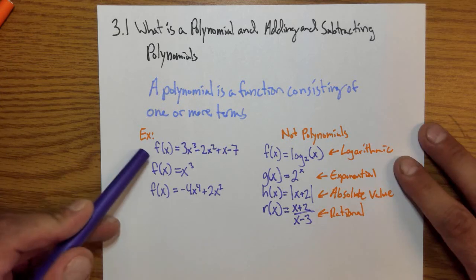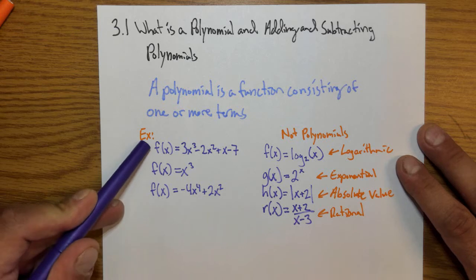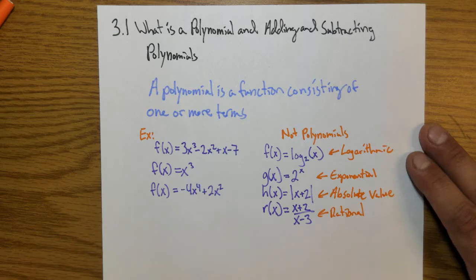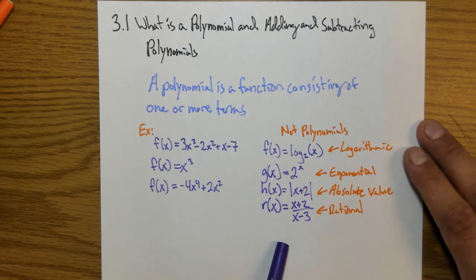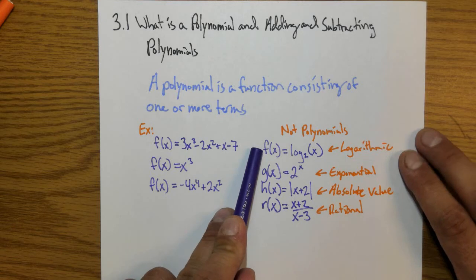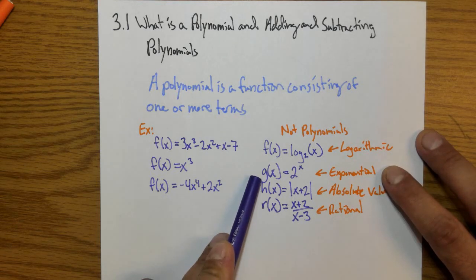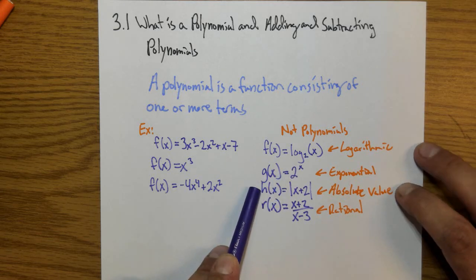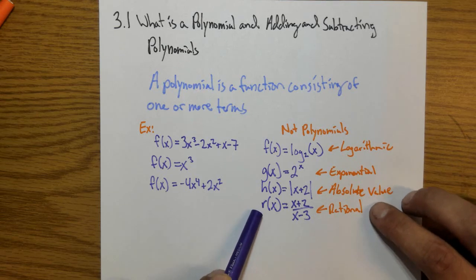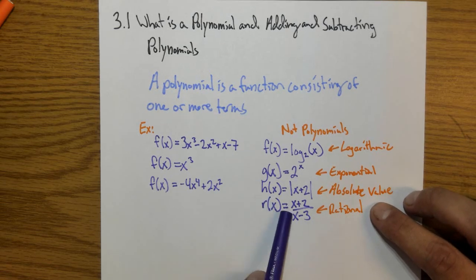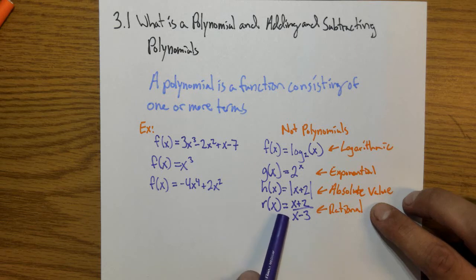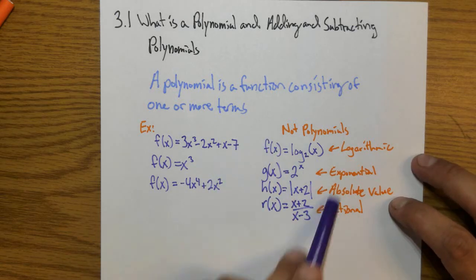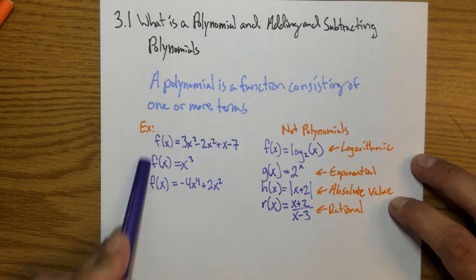So these are three examples of polynomials. Notice that there's one term or multiple terms. And then these are examples of not polynomials. So logarithmic functions are not polynomials. Exponential functions are not polynomials. Notice the x in the exponent. Absolute value functions are not polynomials. And rational functions aren't polynomials. Rational meaning we're dividing by an x. So anytime we divide by an x, that's not a polynomial. Okay? So these are just four examples of what's not a polynomial. These are three examples of what a polynomial is.